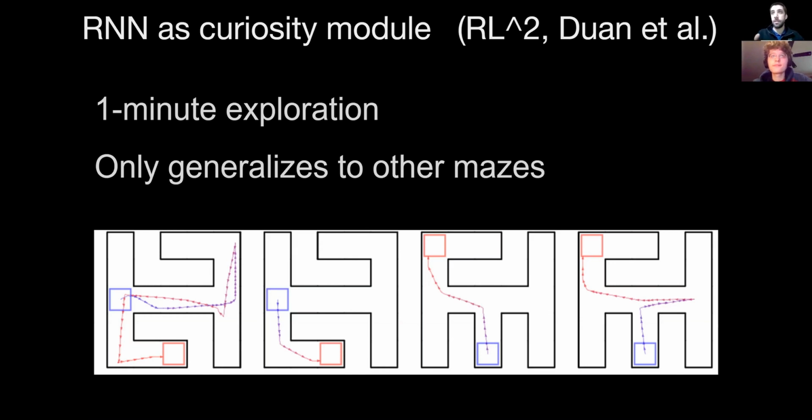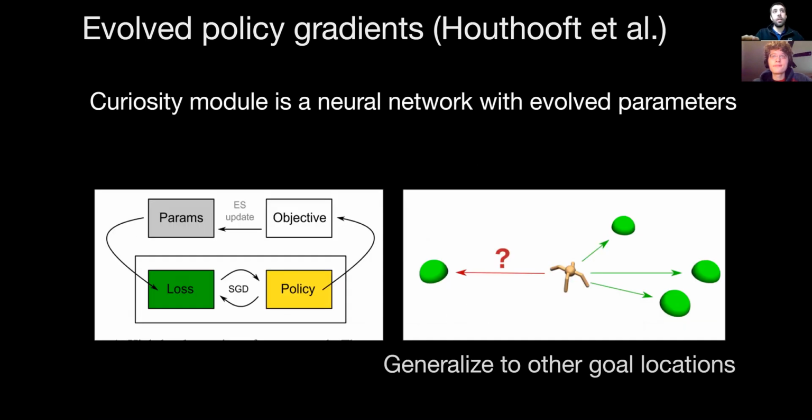Another approach that has been taken is more similar to the one we're taking, which is evolved policy gradients. They assume this curiosity module is still a neural network, and they evolve the weights with an evolutionary algorithm instead of doing gradient descent.